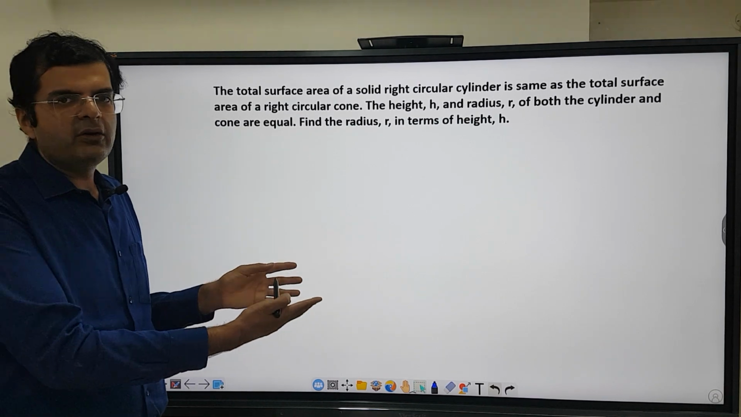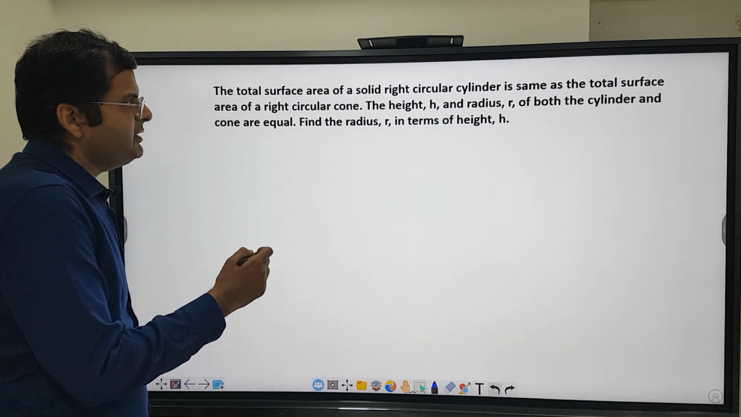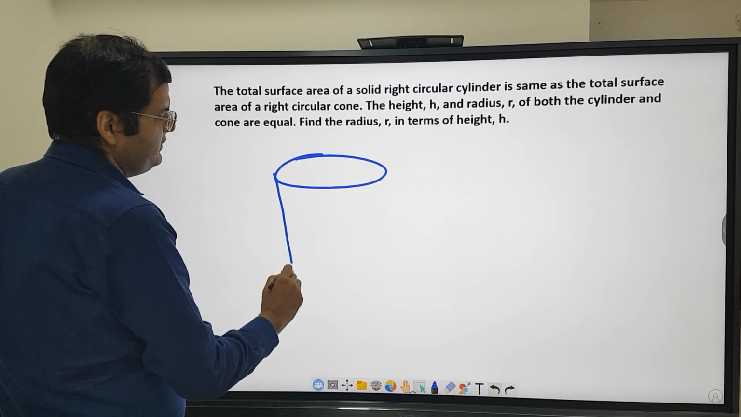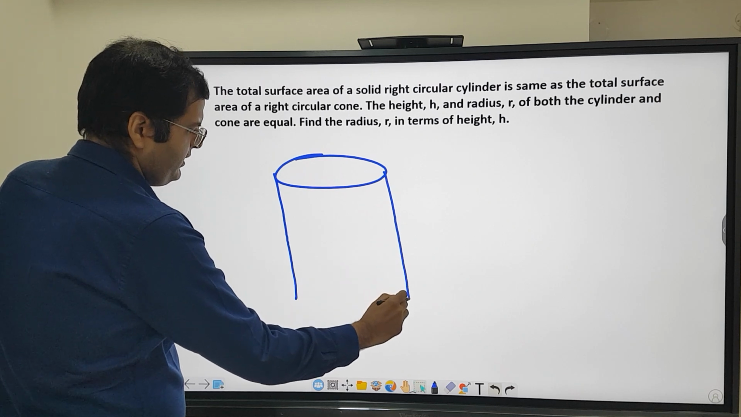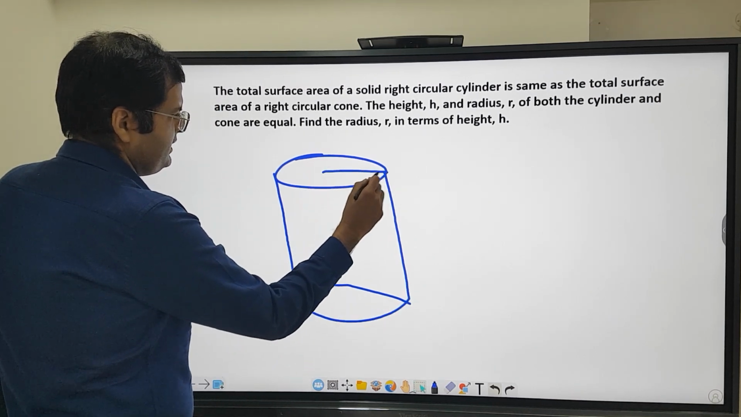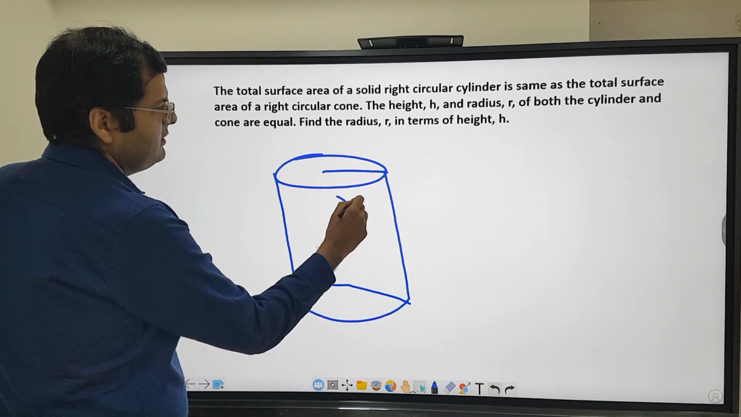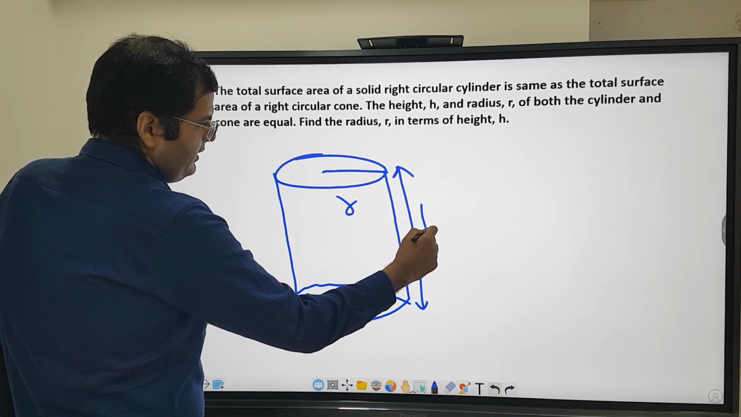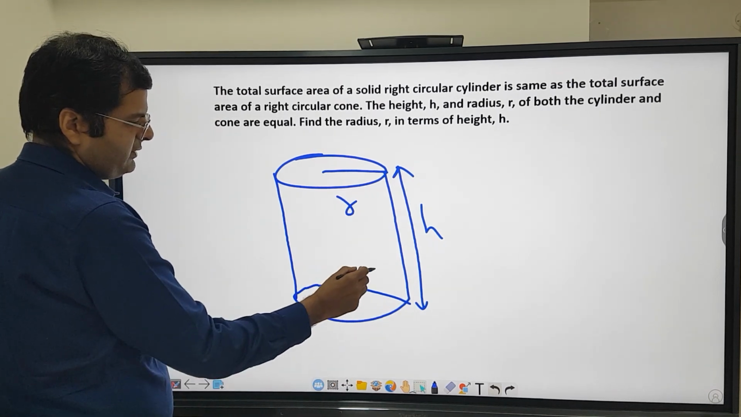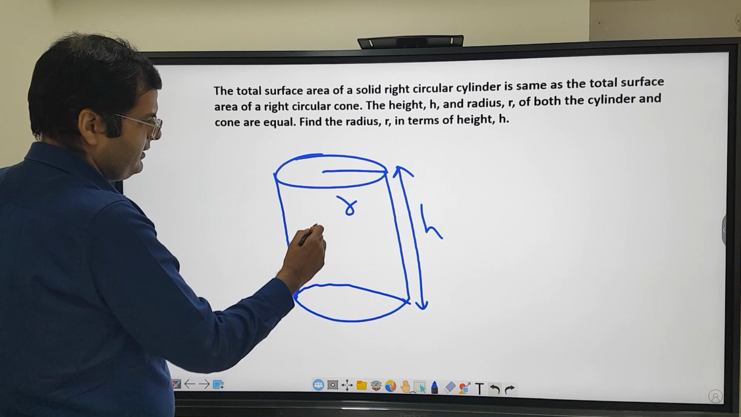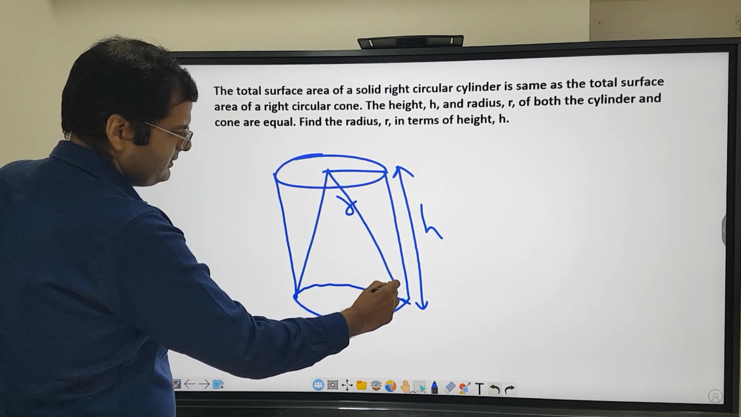Before directly jumping on and solving this question, just imagine, is it possible that you can get this kind of a scenario? So if this is a cylinder of radius r, and height is h, if I create another cone out of it in this same base with the same radius and same height, the cone will be like this.